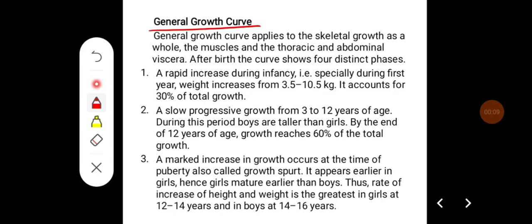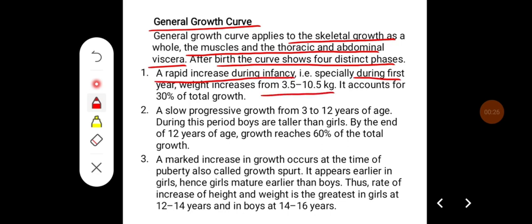The general growth curve applies to skeletal growth as a whole, the muscles, and the thoracic and abdominal viscera. After birth, the curve shows four distinct phases. A rapid increase during infancy, especially during the first year, when weight increases from 3.5 kg to 10.5 kg, and it accounts for 30% of the total growth.